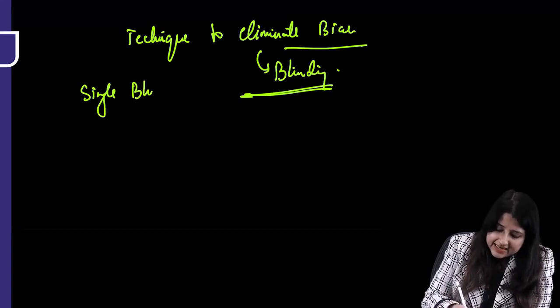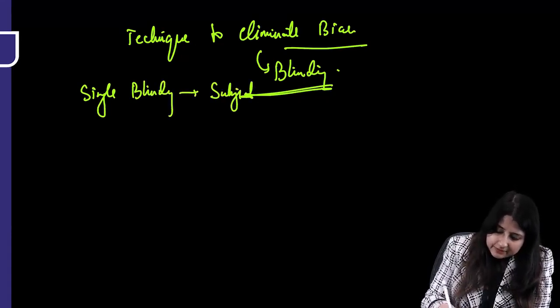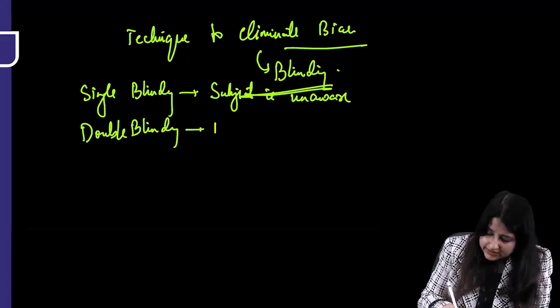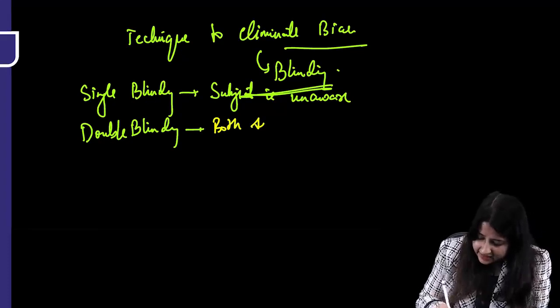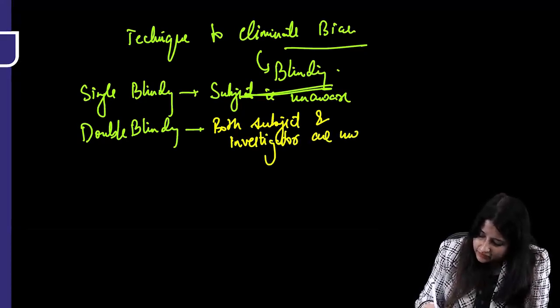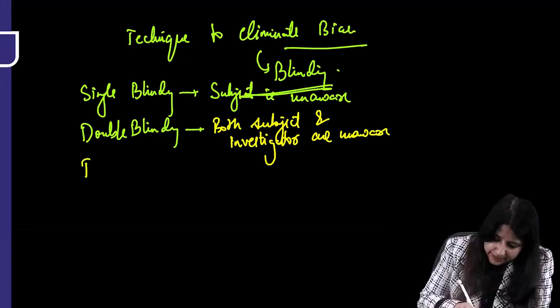There is single blinding. Single blinding means the subject is unaware. Okay, then you have double blinding. Double blinding means what? Double blinding means both subject and investigator are unaware. Okay, and what is triple blinding?